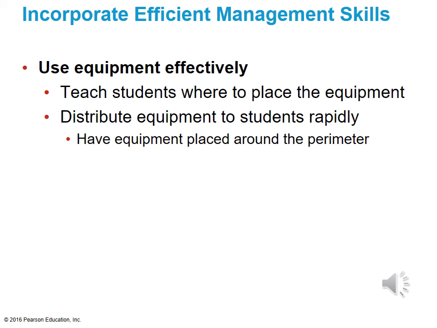Distributing equipment quickly so no instructional time is wasted is very important. How can you get that equipment distributed quickly? This is a very common management skill that you need in PE. Assigning squad leaders to secure and put away equipment might be an option. But again, they talk about a fast way is to put it around the perimeter. Okay, so they reinforce that again.